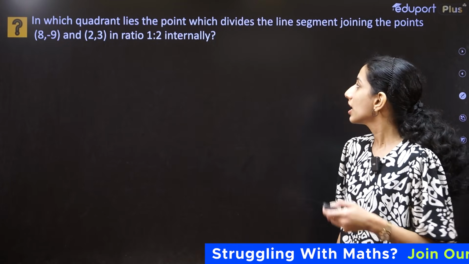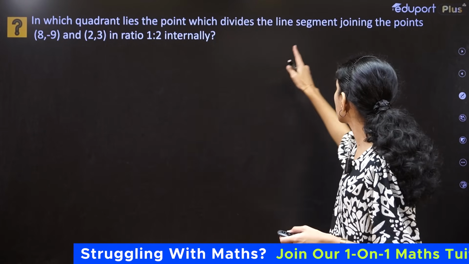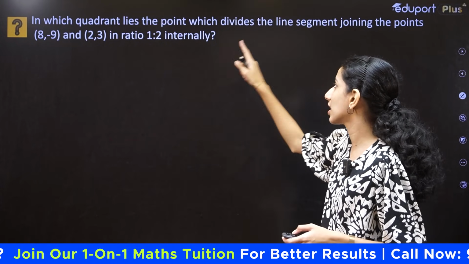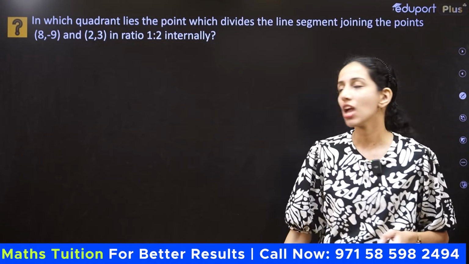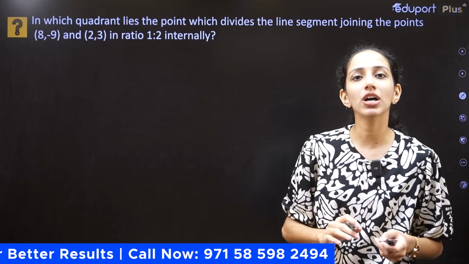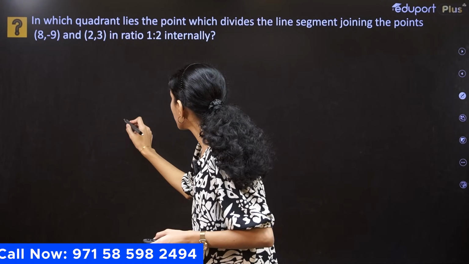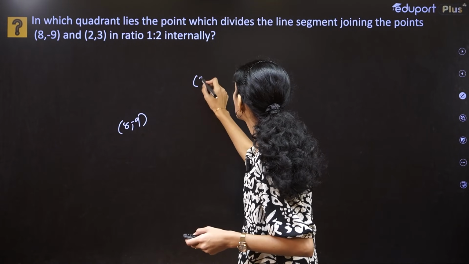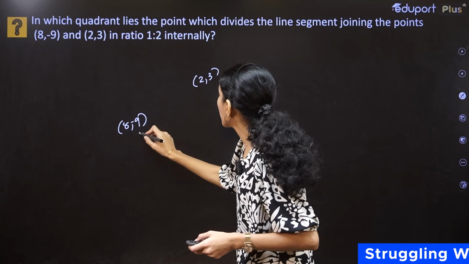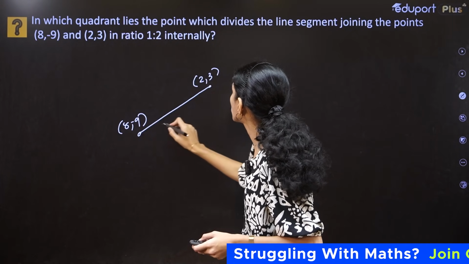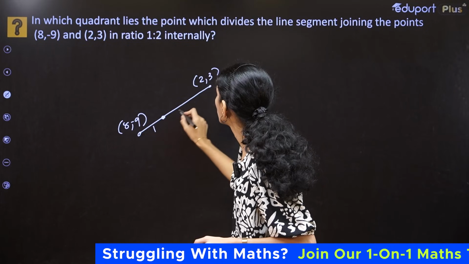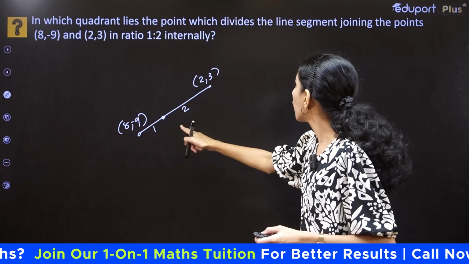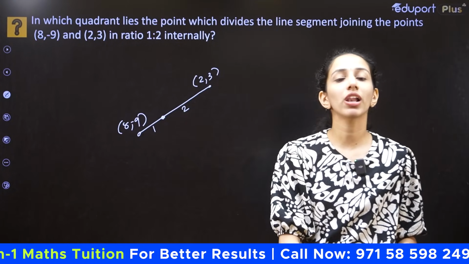Here is a question: in which quadrant lies the point which divides the line segment joining the points (8, -9) and (2, 3) in the ratio 1 is to 2 internally? Okay, so here we have 2 points, (8, -9) and (2, 3), and we are dividing this line in the ratio 1 is to 2. Then the question is, in which quadrant will this point lie?